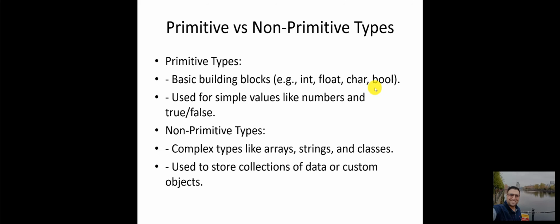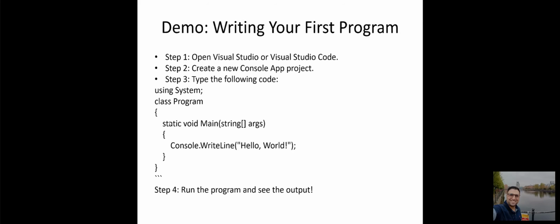Strings are a set of characters, so you can imagine characters being combined together into one big sentence, and then this variable will be called a string. And we have classes, which I explained earlier, and we have the array, and you can think of the array as the matrix in mathematics. We use them to store collections of data or custom objects. Okay, so now let's jump to the program and see these terms in action.